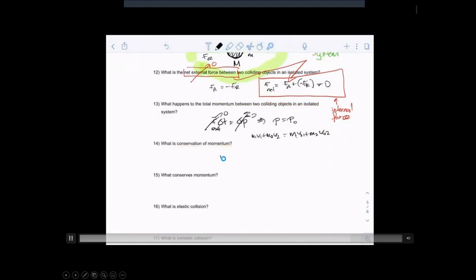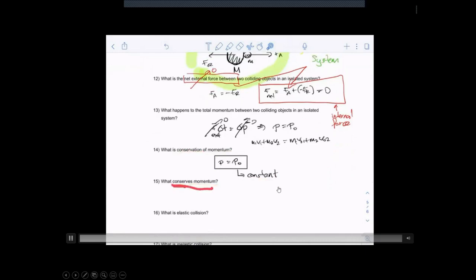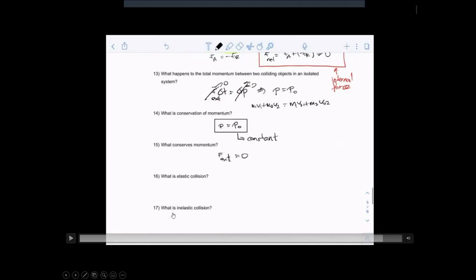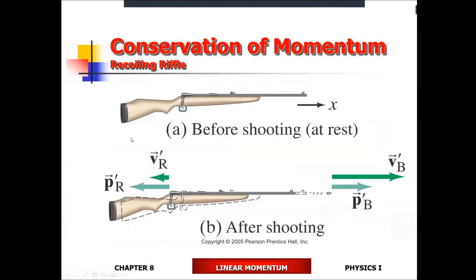So what is the conservation of momentum? It's the constancy of momentum. What conserves momentum? Absence of an external force on an isolated system. We've got the elastic collision and we've got the inelastic collision. All collisions will conserve momentum. If the collision is elastic, kinetic energy is also conserved. If it's inelastic, kinetic energy is not conserved. So we'll deal with those collisions later. Examples of conservation of momentum.